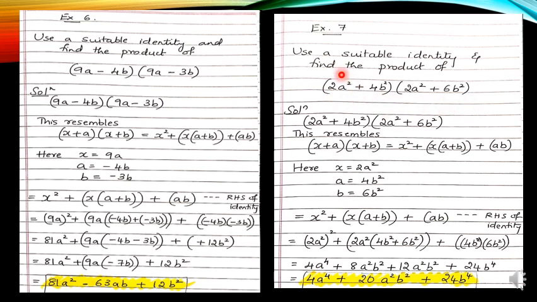What is the first term in this binomial? 2a square. What is the first term in this binomial? 2a square. So, if the first terms of both the binomials are similar, in that case you will use x plus a into x plus b only. This identity only. What is the expansion? All of you know the expansion very well, isn't it? That is x square plus x into a plus b plus ab.